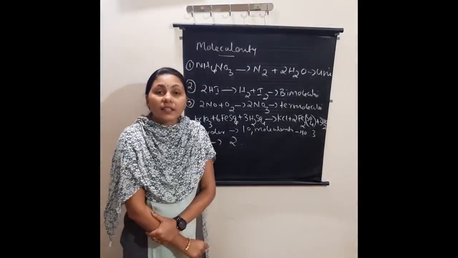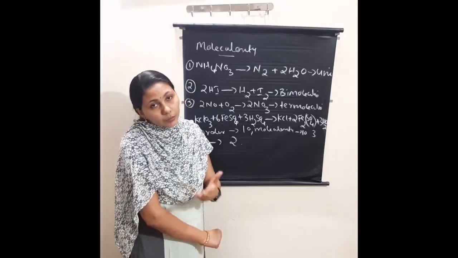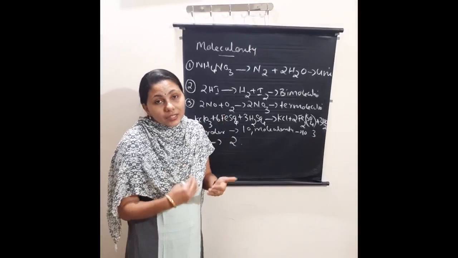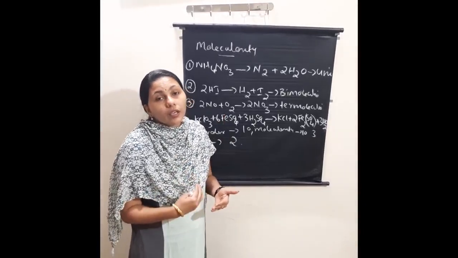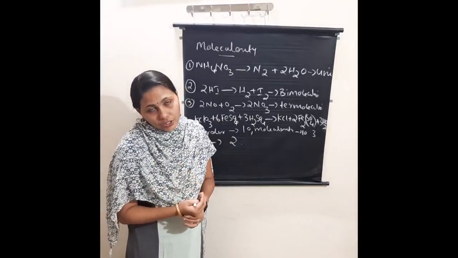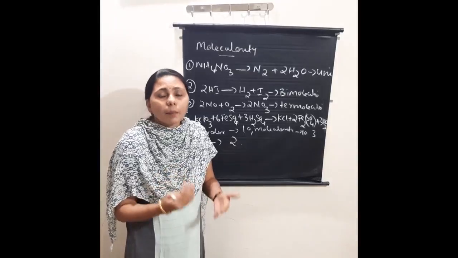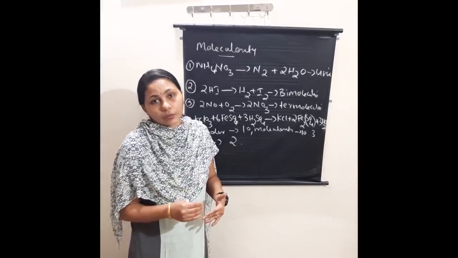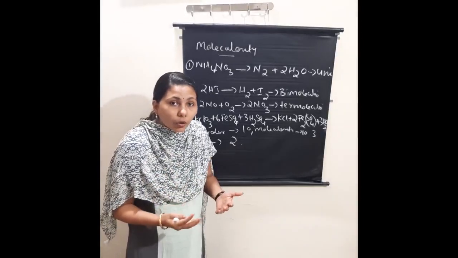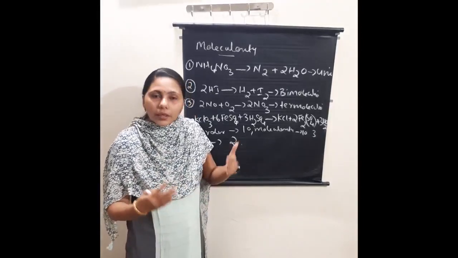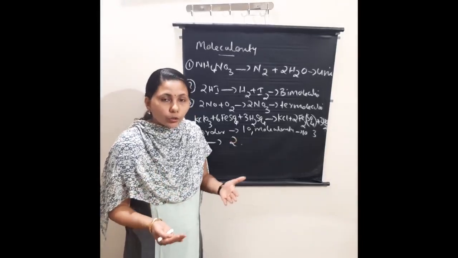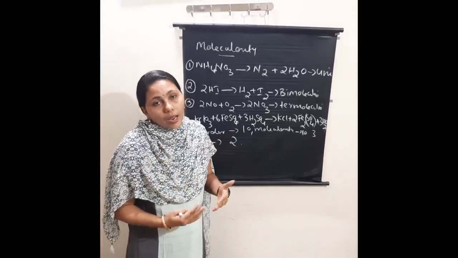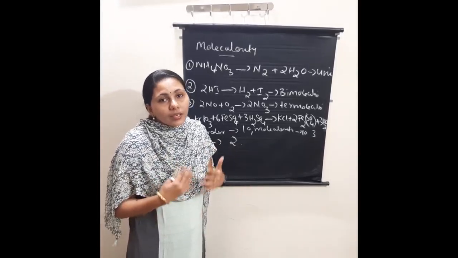Molecularity means the number of species. It may be atoms, ions or molecules simultaneously undergoing collision to cause a reaction. Simply we can say it is the number of reactants, or the number of reacting species. It may be atoms, ions or molecules that simultaneously collide for a reaction to occur.